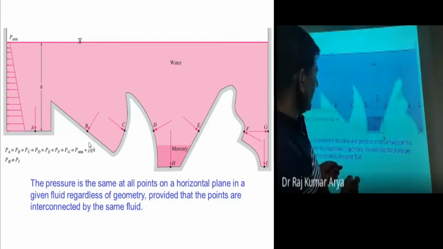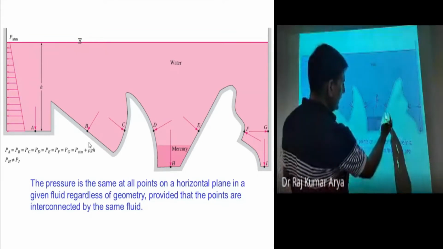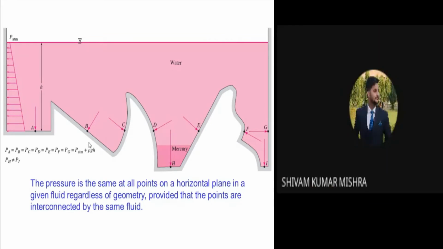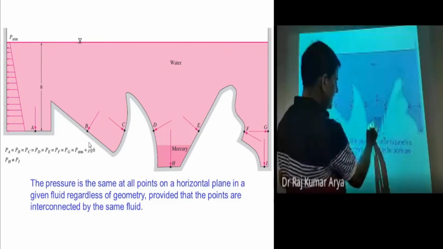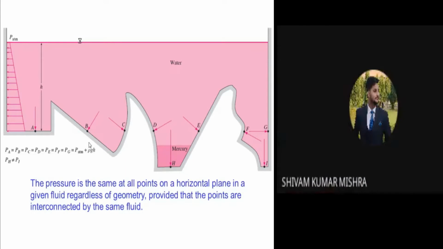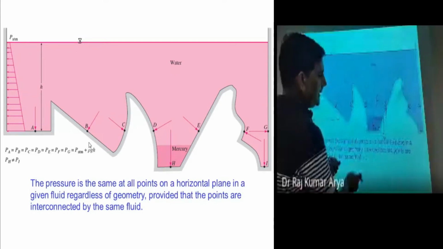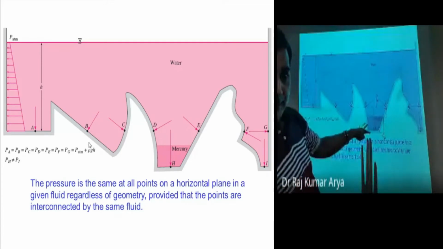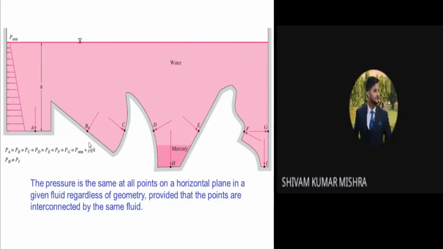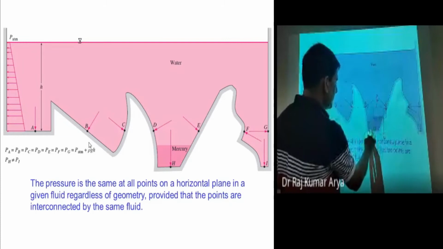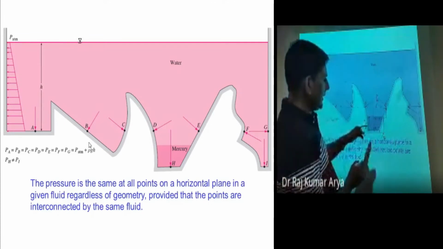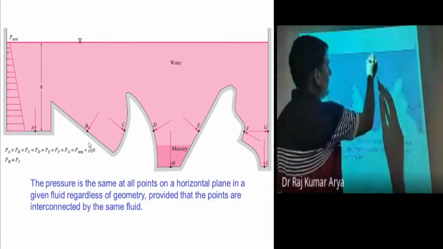So in that case, you should know how much this height is, and how much this height of mercury is. You should know this also, H of mercury. This is, let's say, H of Hg. So you can calculate the pressure at point H here.